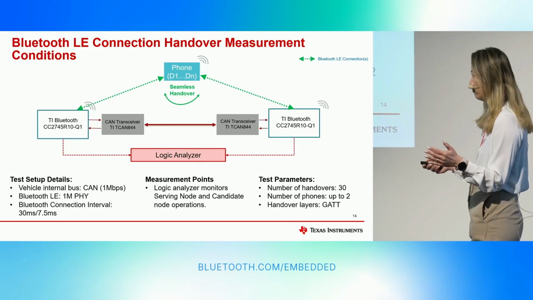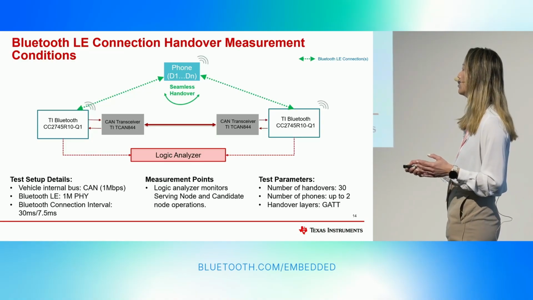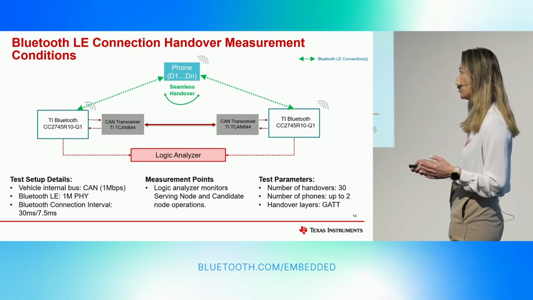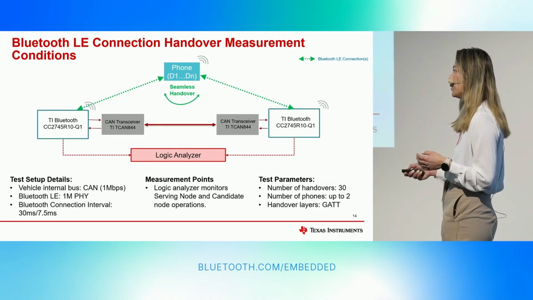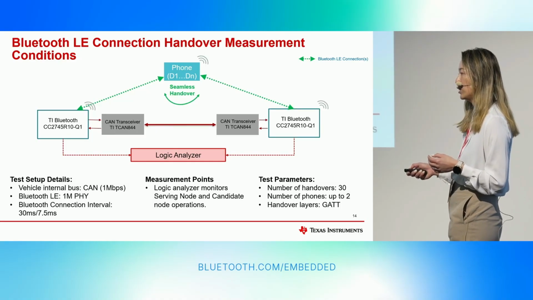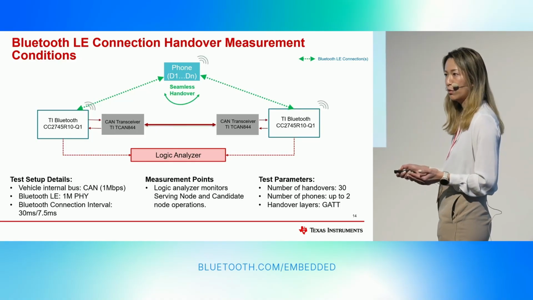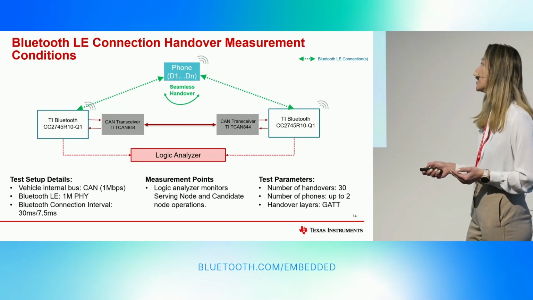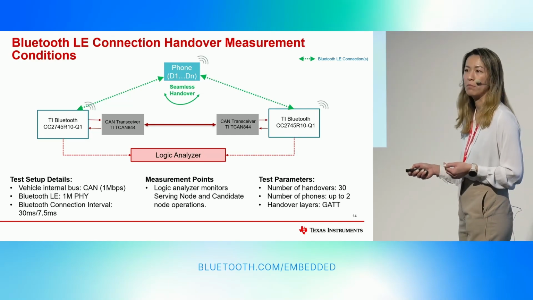So the test setup, we use CAN. We are running Bluetooth Low Energy at 1 Mbps. We test both the 30 millisecond connection interval, which is the typical use case for the phone as a key, and then we also tested the extreme case, which is 7.5 milliseconds as well.